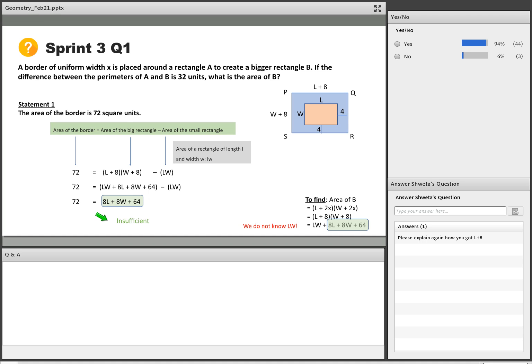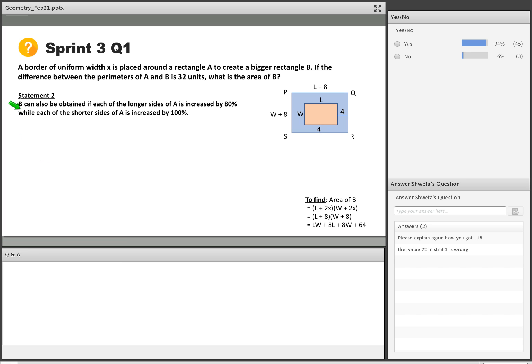91% of the people, 94, okay, great, it's growing higher and higher, are comfortable now with how this is not sufficient. Now there is still some confusion about how you got L plus 8. Well, L plus 2x was what I had here. I've just put the value of x here, which was 4. Now moving on to statement number 2.